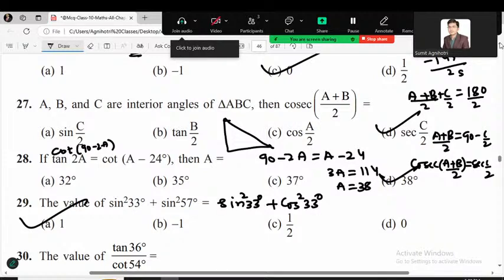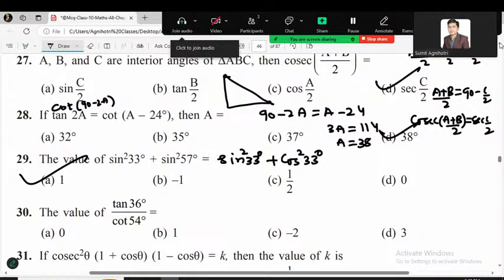Okay, let's solve this last question today. The others you can take as your homework. Tan 36 degree and tan 54 degree. Then tan 36 you can write as cot 90 minus 36. Tan theta into cot 90 minus 54, that is 36. Tan theta into cot theta is 1.